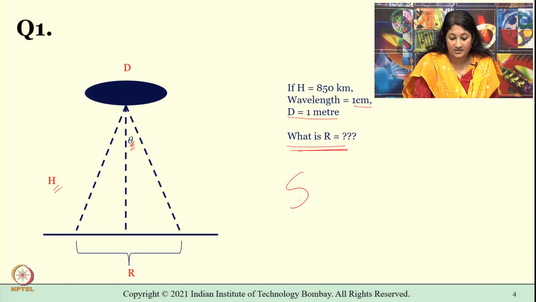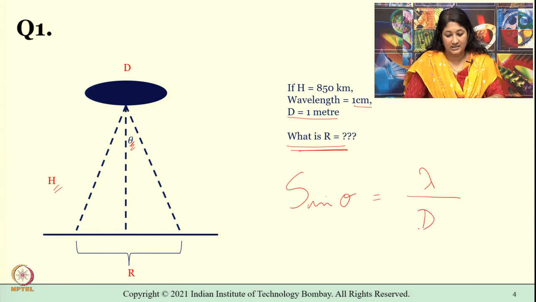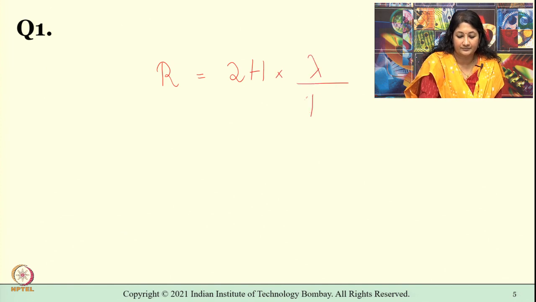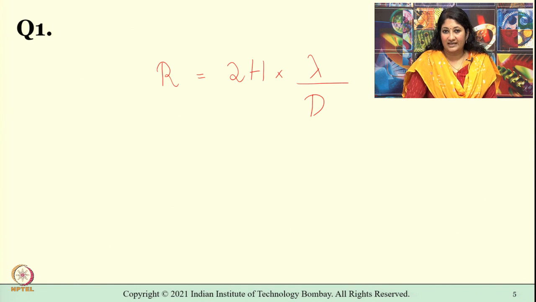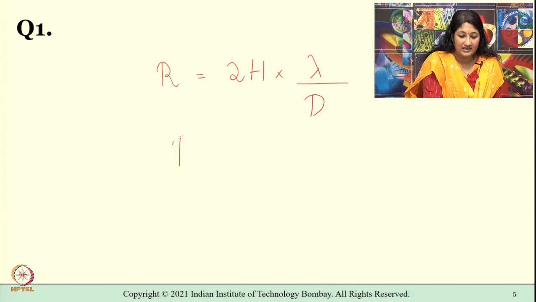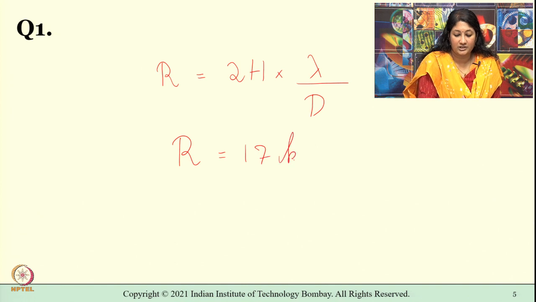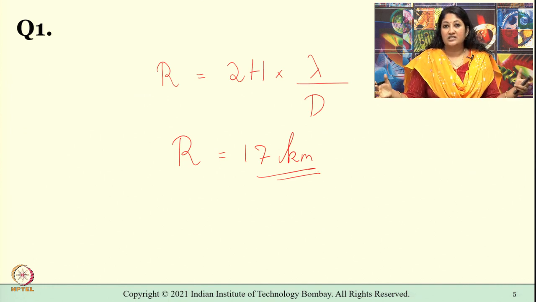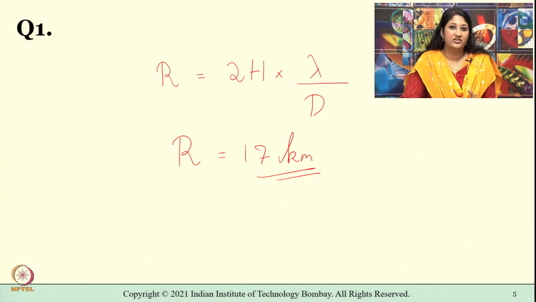We can easily write sin theta is equal to lambda by D, is not it? Look at the diagram, sin theta equal to lambda by D, which means I can easily write R as nothing but 2 times h multiplied by lambda by D, is not it? I am using the triangle for R by 2. So, R is nothing but 2h multiplied by lambda by D. So, when you plug in the values, you will get 17 kilometer as the answer. Simple question for us to estimate what is the footprint size if the value of h is given, lambda is given, and D is given.